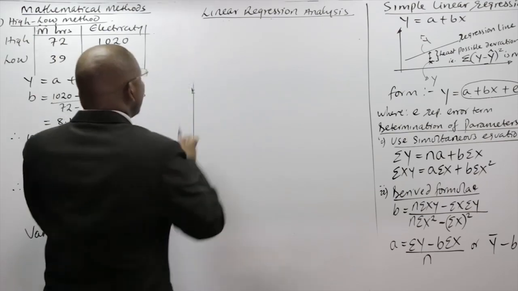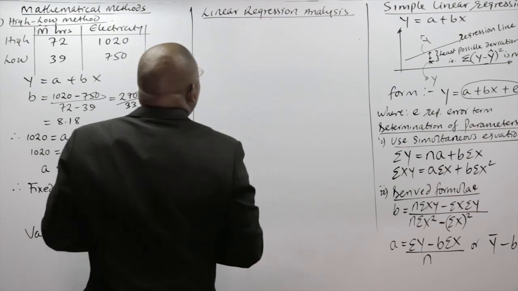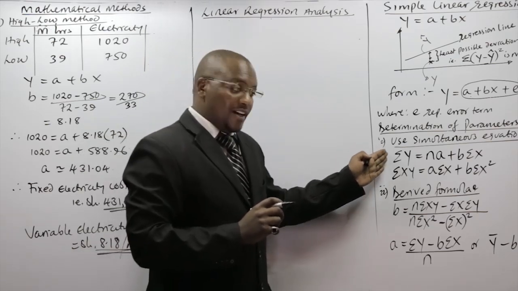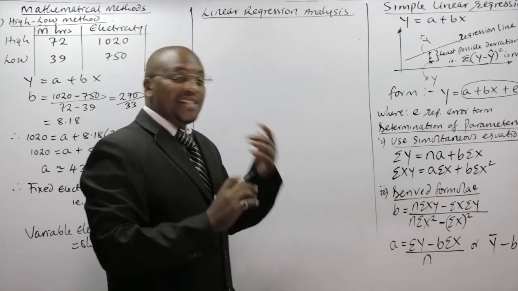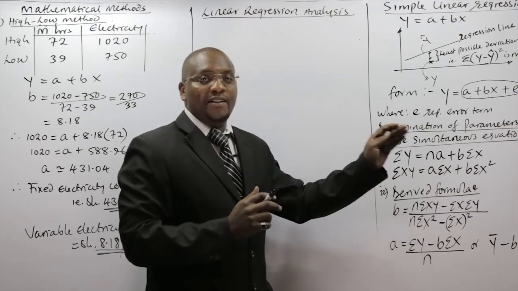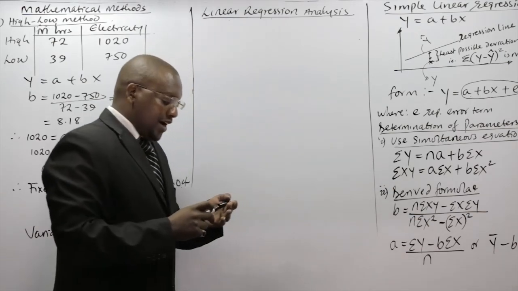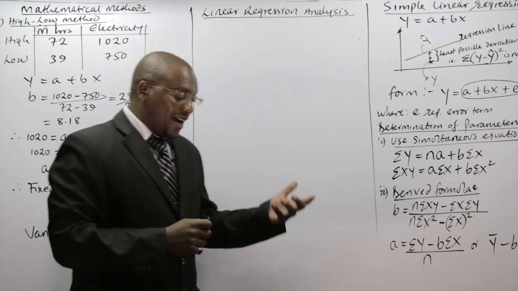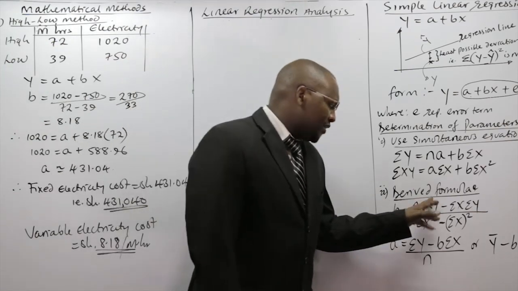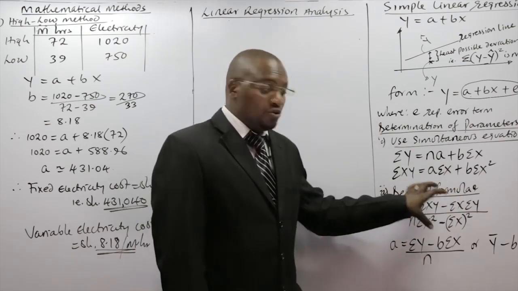So I've indicated the formulas, so you just need to substitute them. The formulas are as per what I gave, either the first one or the second one. At this level, you would prefer to use the derived formulas, where we can get B directly and you can get A directly. The only task ahead is to determine the values of x squared, x, y, and xy, so that you can use these formulas.